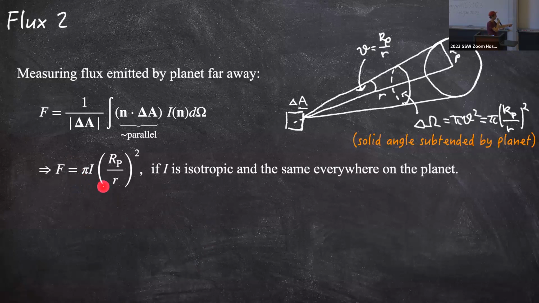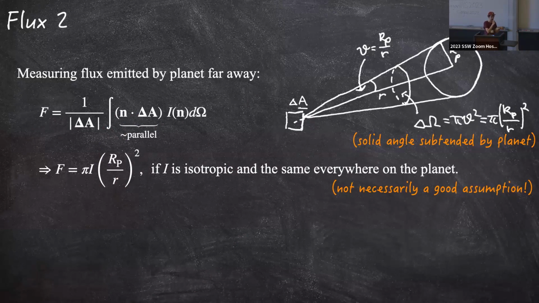Flux equals pi times I times r_p squared over r squared, if I is isotropic and the same everywhere on the planet. This is not always necessarily the case, but it's good to learn about this. This is really what we're all used to, right? Flux depends on distance as 1 over r squared.